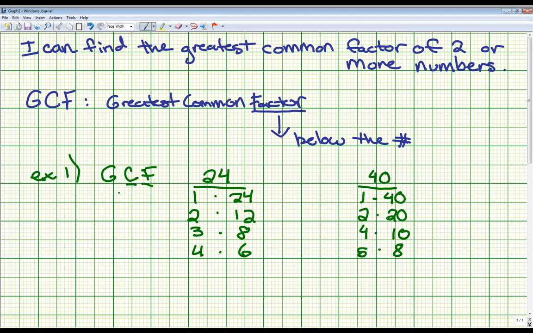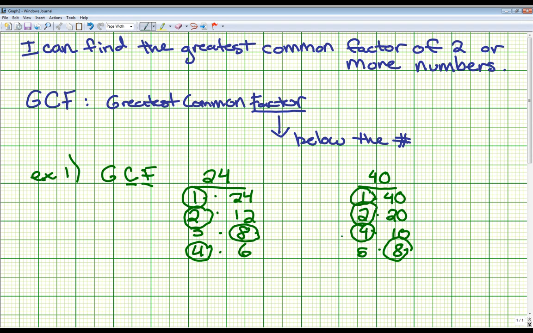Now let's circle all the common ones. They both have a 1. They both do not have a 24. They both have a 2. They both do not have a 12. They do not both have a 3. They do both have an 8. They do both have a 4. And they do not both have a 6.